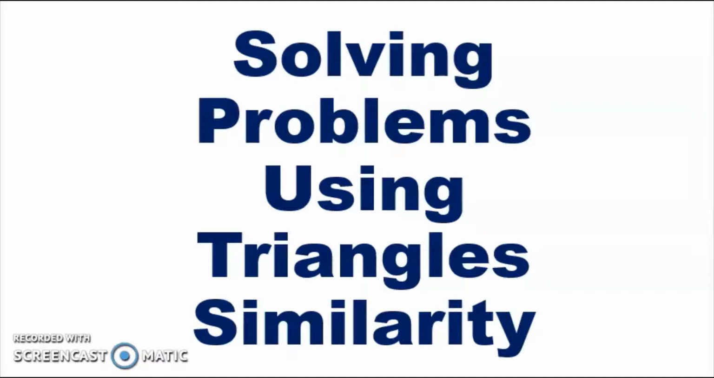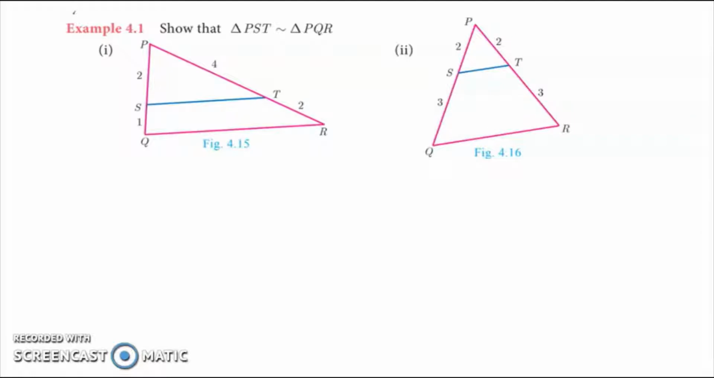In this video, we will try to solve some problems using the properties of similarity of two triangles. So first problem is show that the triangle PST is similar to triangle PQR. So in question 1, the triangle PST is this and the triangle PQR is this. So what are we supposed to prove? We're supposed to prove that these two triangles are similar.